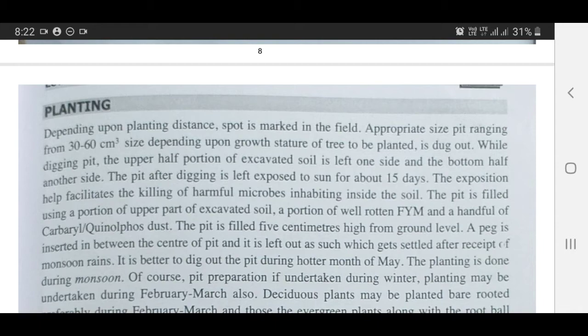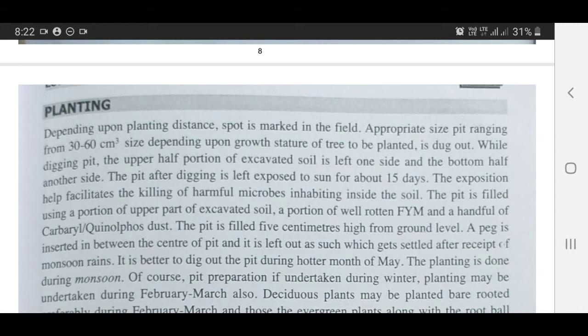The pit is filled using a portion of the upper part of the excavated soil, a portion of well-rotten FYM, and a handful of carbaryl or quinalphos dust. The pit is filled 5 centimeters high from ground level. A peg is inserted in the center of the pit and it is left as such, which gets settled after receipt of monsoon rains.